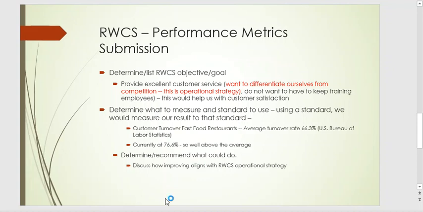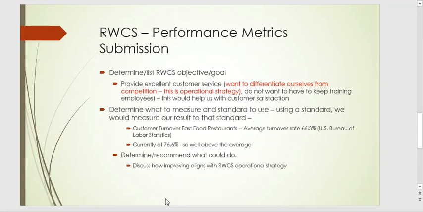They don't want to have to keep training employees, because if you do that, that cuts back on the customer service. And at the end of the day, customer satisfaction is what they're trying to increase or keep at a high standard. So first you have to determine what to measure, and then a standard to use. So using a standard, we could measure our result to that standard.